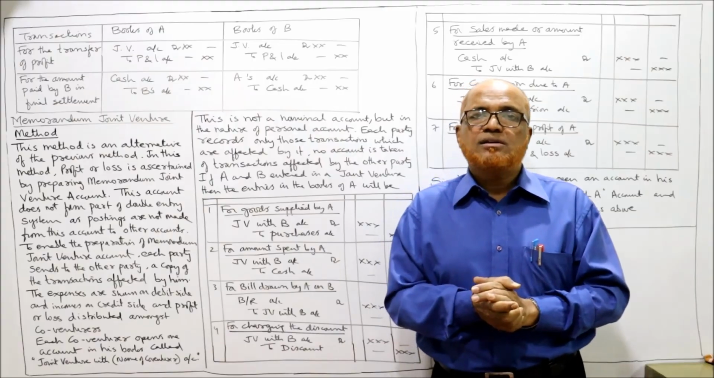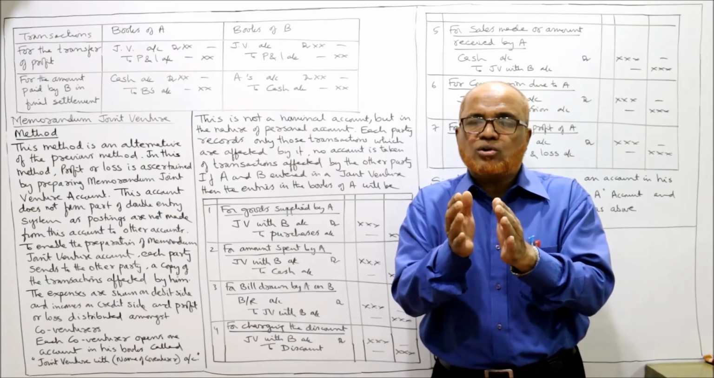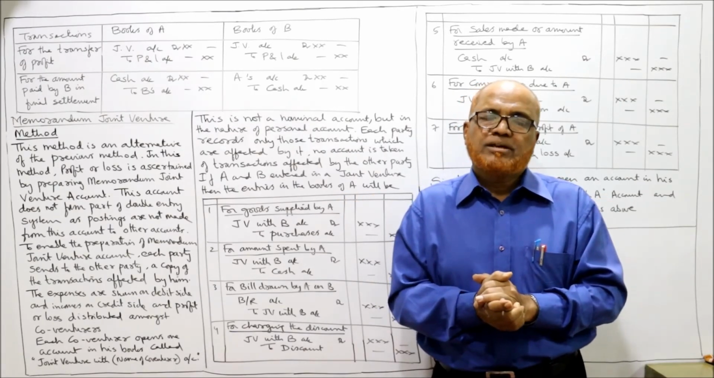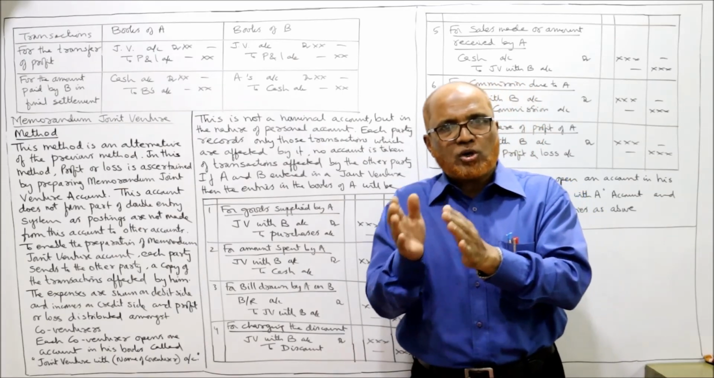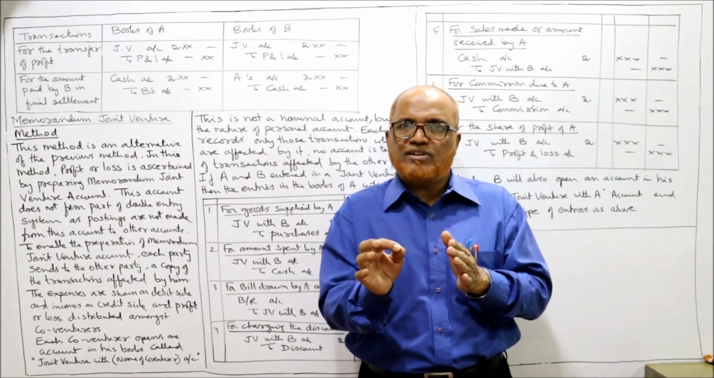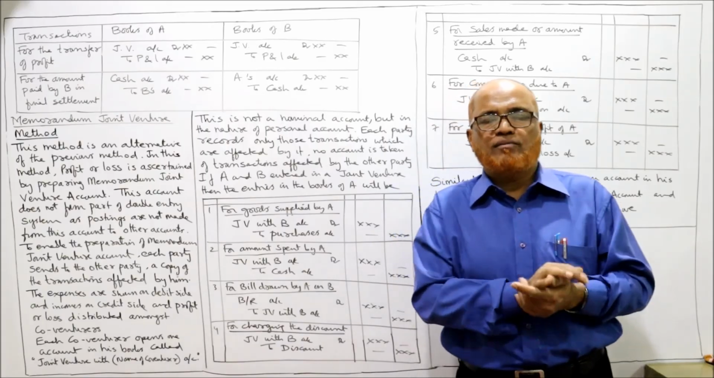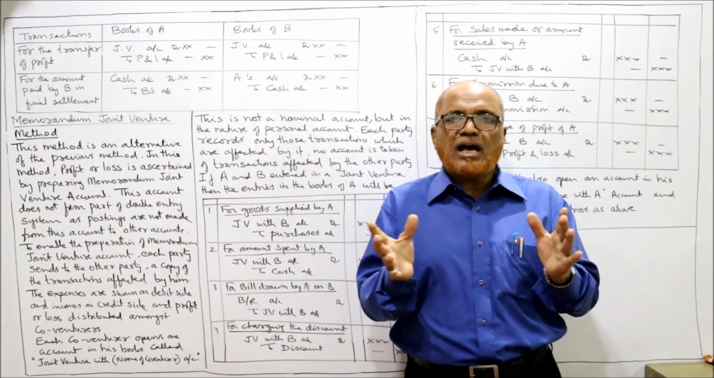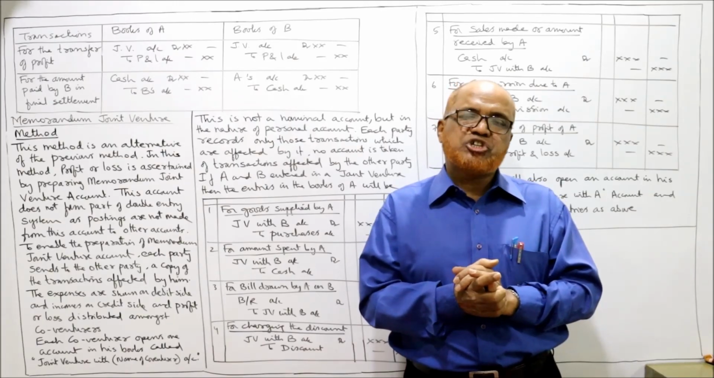Next, one more case where the joint venture accounts are maintained by all the parties themselves separately. A के बुक्स में जॉइंट वेंचर अकाउंट बना मेंटेन कर रहे और B अपने बुक्स में जॉइंट वेंचर अकाउंट मेंटेन कर रहा. तो इसके ट्रांजैक्शंस क्या हो गए? We have seen. The last method is memorandum joint venture account.